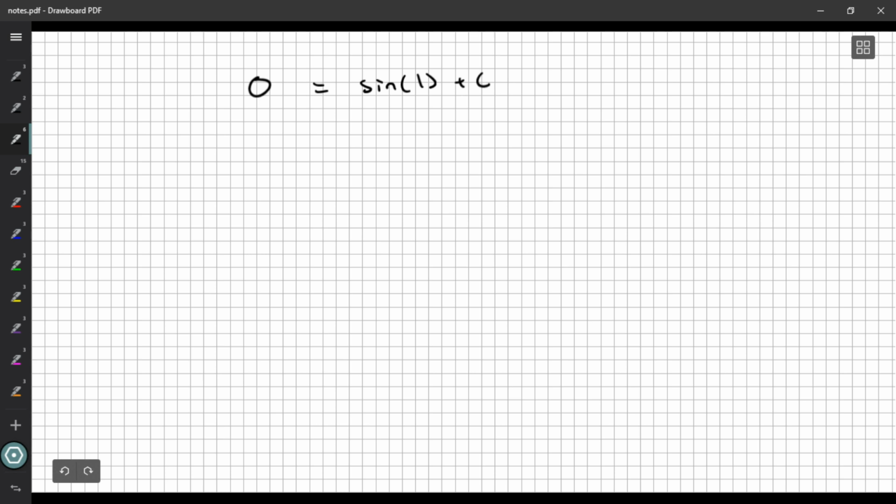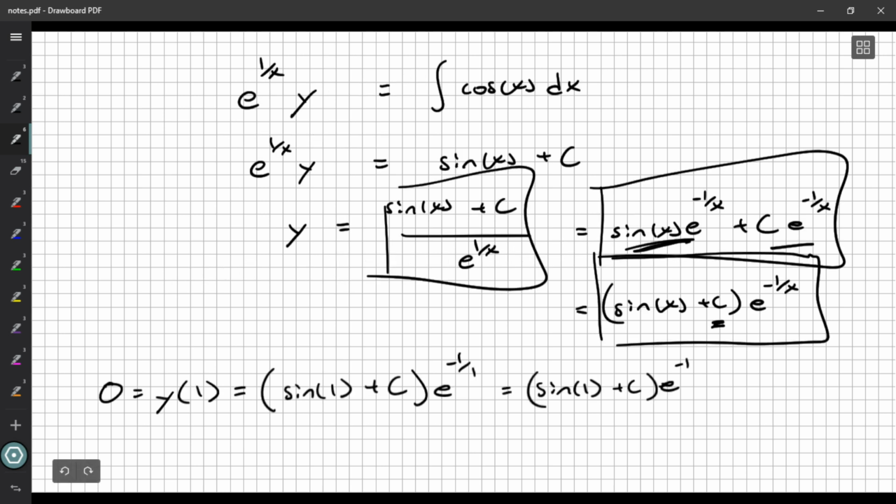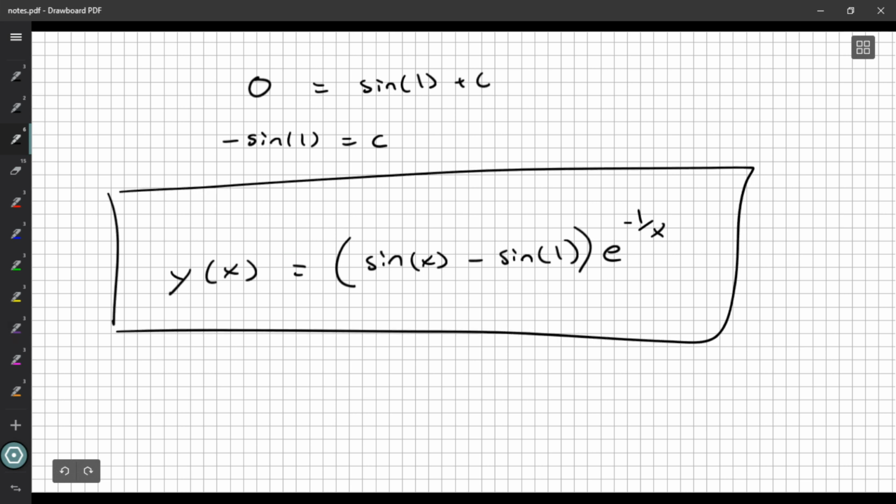And we're in radians. Sine 1 doesn't really have a nice value, so we'll just leave it like that. If we bring it over to the other side, we have our value for c. c is negative sine 1. Okay. A little unusual, but there it is. And so now our specific function, our particular solution, looks like this. Sine x minus sine at 1, all times e to the minus 1 over x. So we went from general solution to our specific or particular solution.